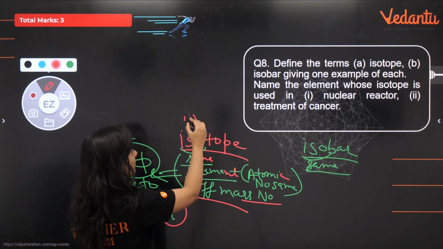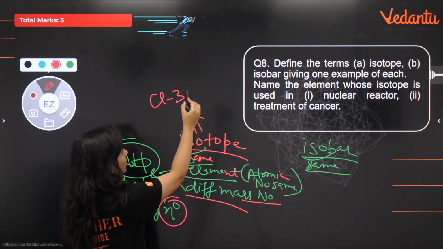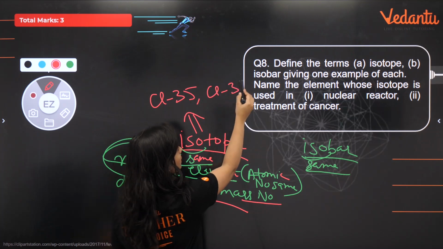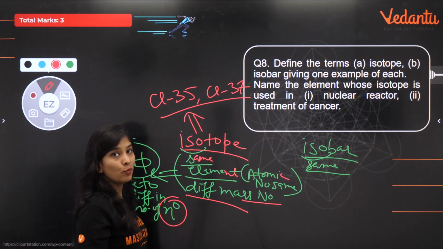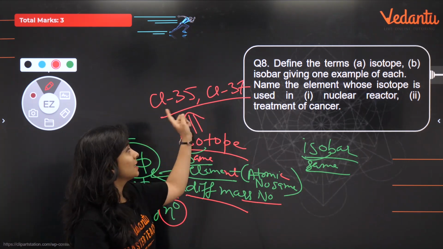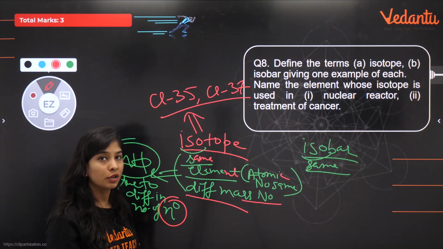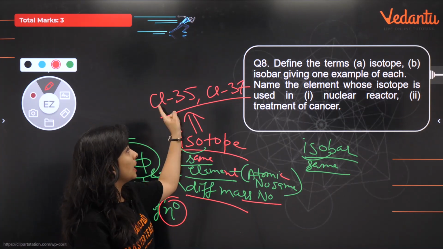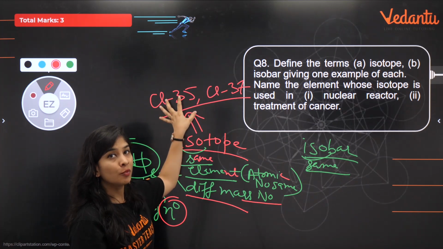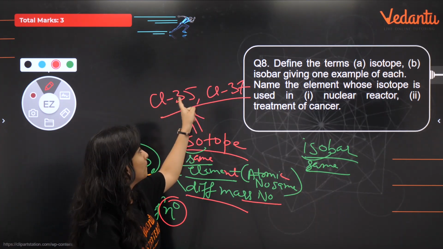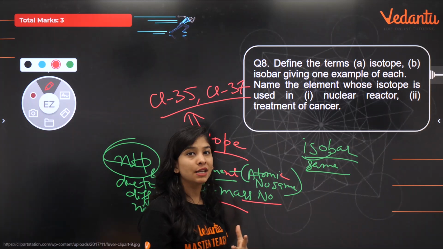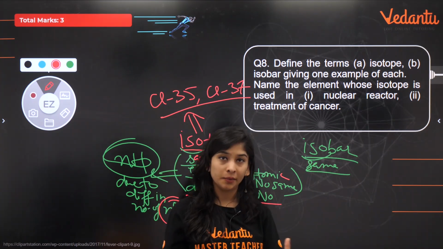I can discuss some example like chlorine 35 and chlorine 37. Both are chlorine only, but mass is different due to difference in number of neutrons. So chemical property same because they are going to behave the same way chemically, but physical property, mass is different, so physical property can vary, right?